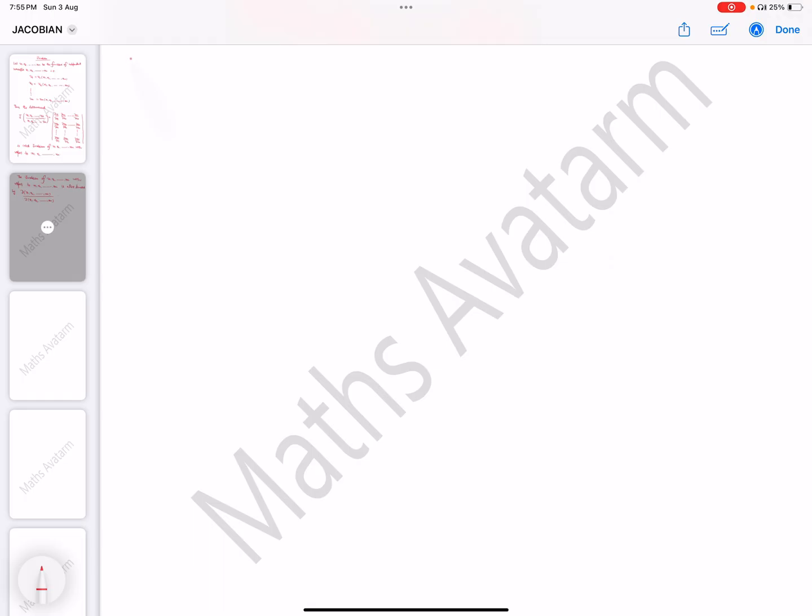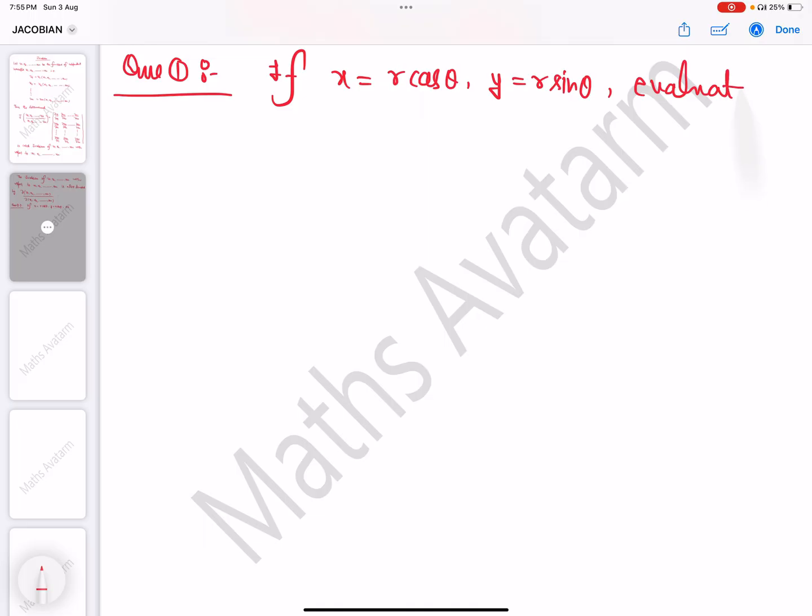So, question first: if x is equal to r cos theta, y is equal to r sin theta, evaluate del(x, y) upon del(r, theta). Solution.